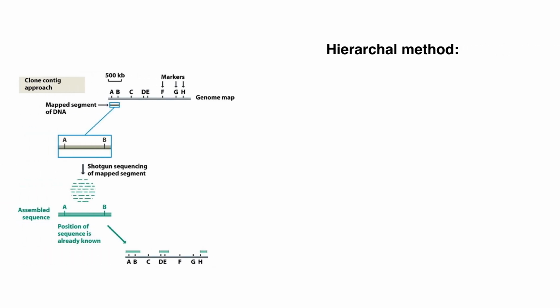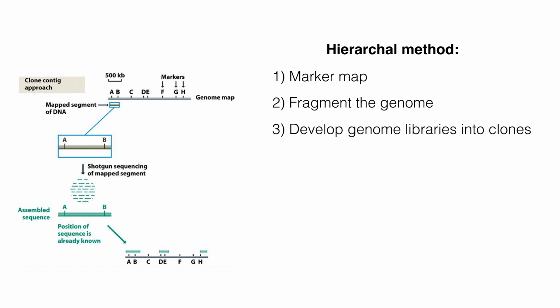One obvious solution was to employ a hierarchical approach. Start with larger segments, map them to the existing genetic and physical map, and then keep mapping smaller subclones inside the larger ones. On the figure, we start with a genome map, made with markers at 200 to 500 kilobases apart. From the genome library, we pick a clone that matches the mapped segment.